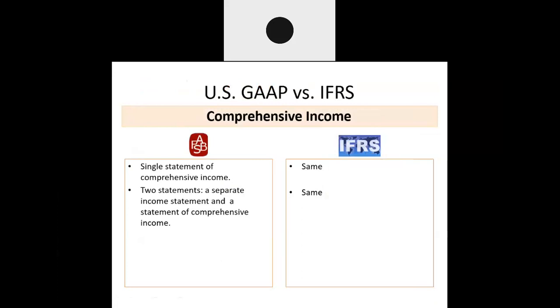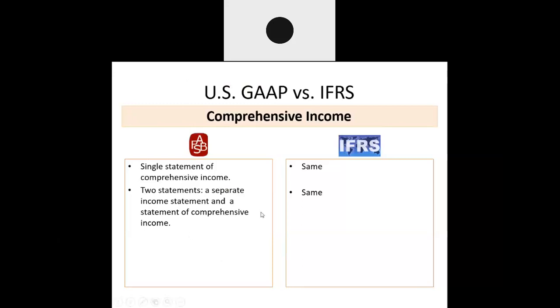Under both standards, US GAAP, which is issued by FASB, and IFRS, the requirements of presenting comprehensive income are the same. Under both standards, companies can choose to report revenue, expense, and components of other comprehensive income in a single statement or in two separate statements.